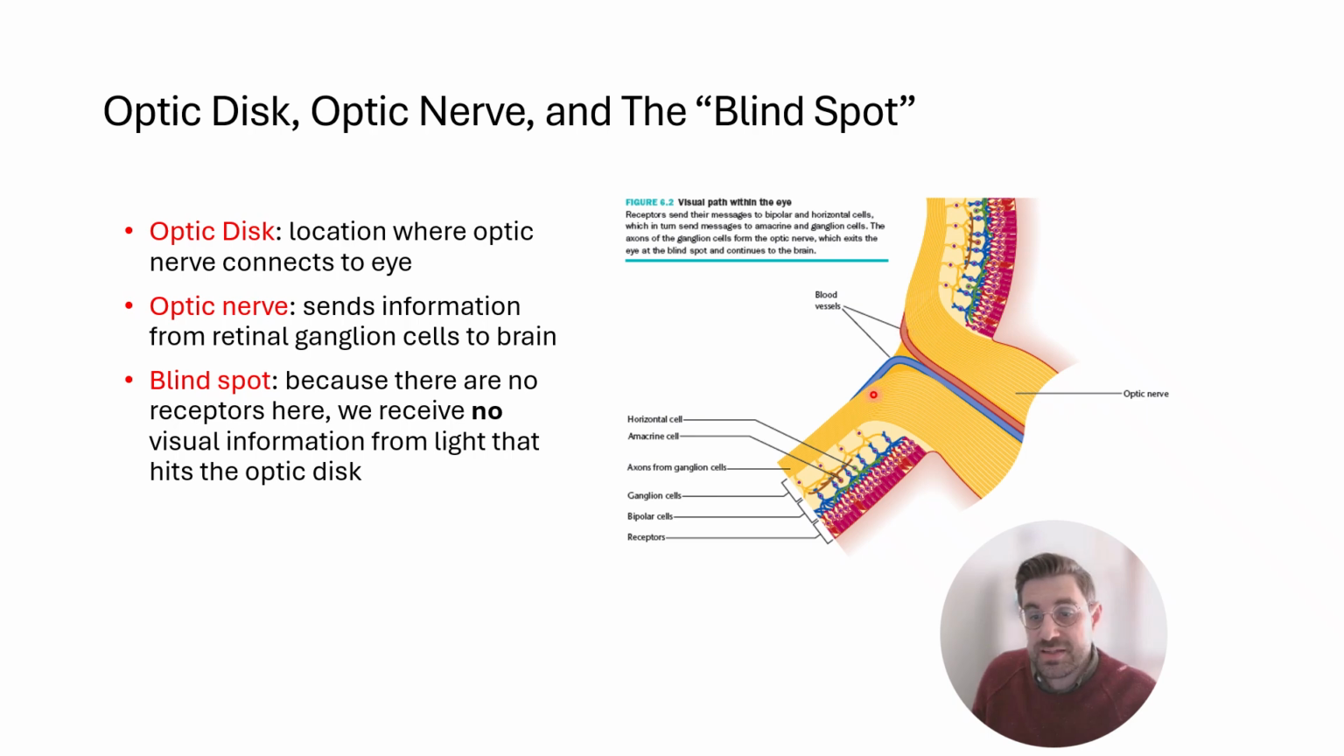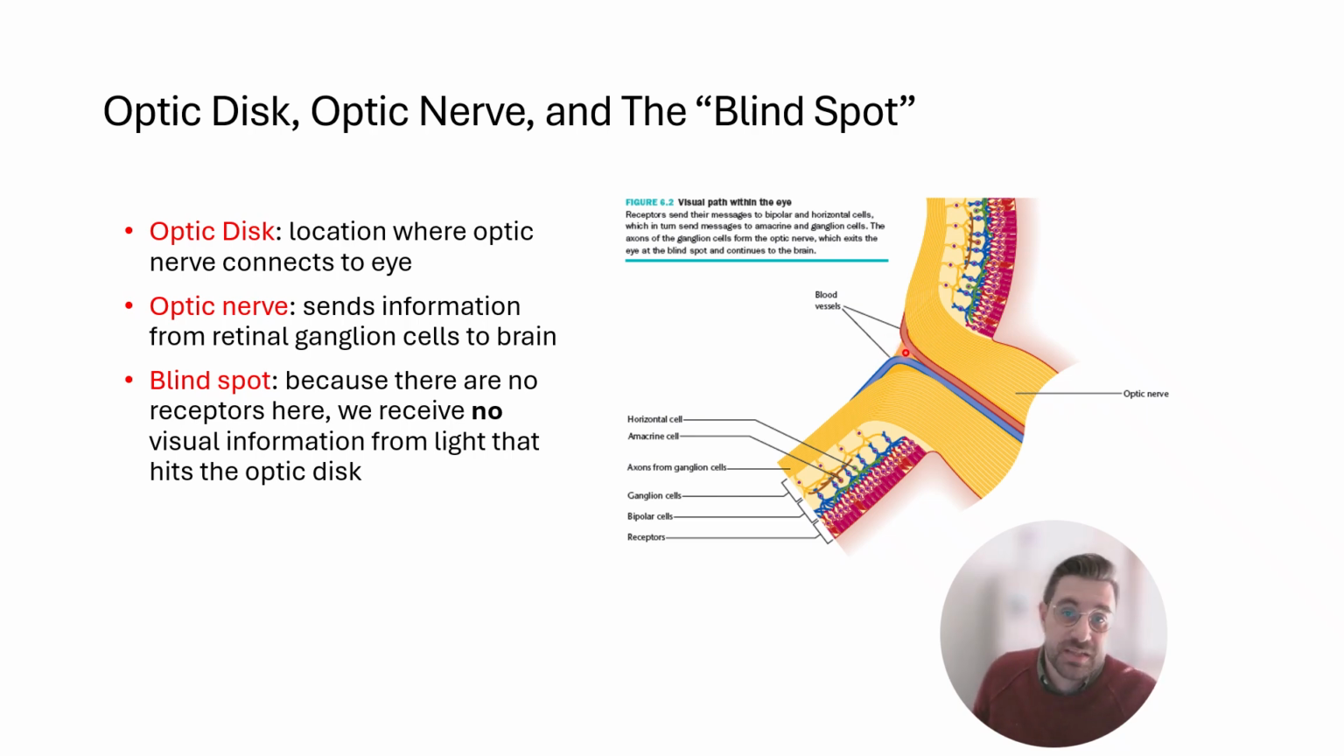Interesting phenomenon is that because the nerve is connecting here, if the light comes in, it's going to hit blood vessels and retinal ganglion cells. It's not going to hit any receptors, right? No rods, no cones. So this is technically a blind spot in our visual field. Any light that comes here is not going to be seen because there aren't any receptors to receive it.